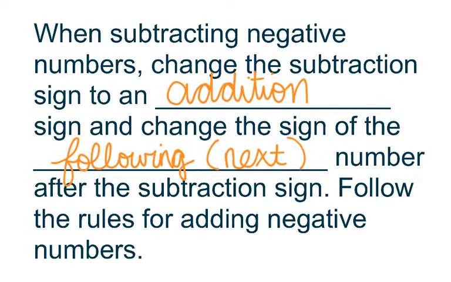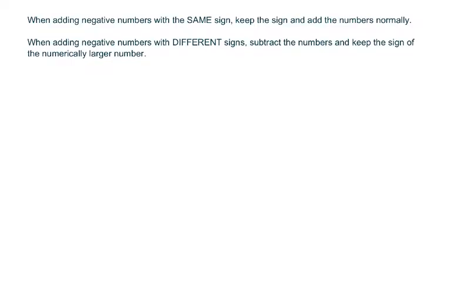Follow the rules for adding negative numbers, which you can see on your paper as a review from yesterday. It says when adding negative numbers with the same sign, keep the sign and add the numbers normally. When adding negative numbers with different signs, subtract the numbers and keep the sign of the numerically larger number. Okay, and I'll have that reminder up there at the top of the page as we continue through our problems. Let's look at number 2.